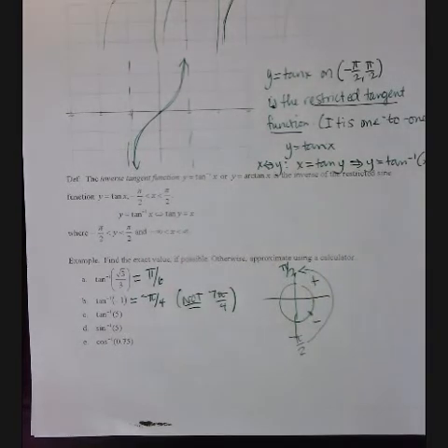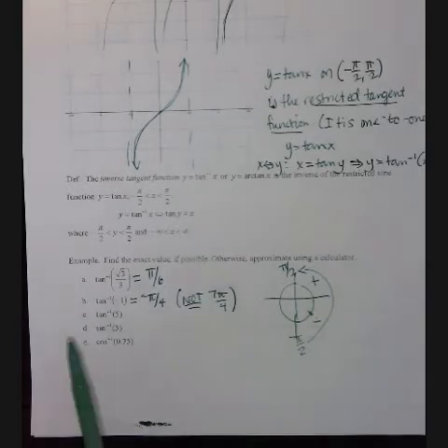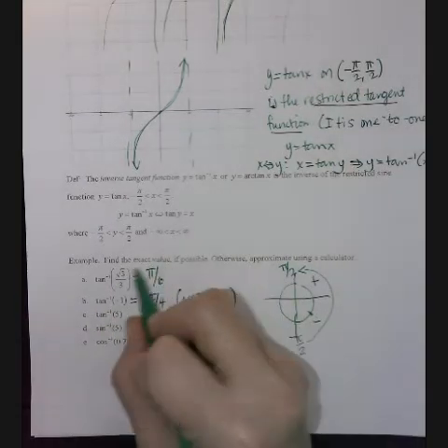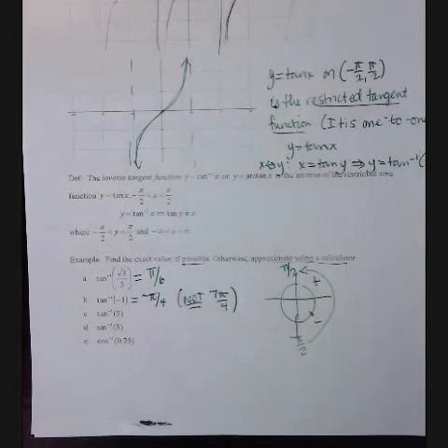After we finish this example here, you should pause the video and do some more examples on your own. Make sure that you understand how to find inputs and outputs. Just look some up in the textbook and practice. Okay, now when we go on to C, tangent inverse of 5. 5 is not an output for one of the special values. So this is not one that we can find exactly, right? So that's why I said if possible, otherwise approximate using a calculator. We need a calculator for this one.